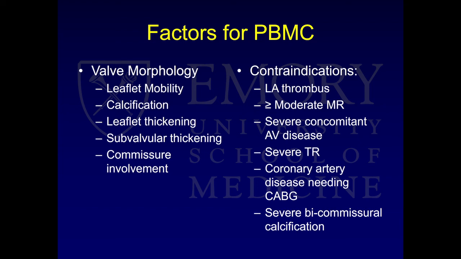Reasons you can't do a balloon: if you're working somebody up for a balloon mitral commissurotomy, you need a TEE. You need to make sure that they don't have any LA thrombus. You need to make sure they don't have significant MR, because you can worsen that, and then those patients don't do very well. If you have other concomitant heart disease, like other valve diseases, or need CABG, then doing just a mitral balloon alone is not the treatment, it's surgery.